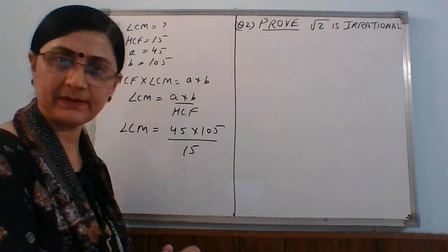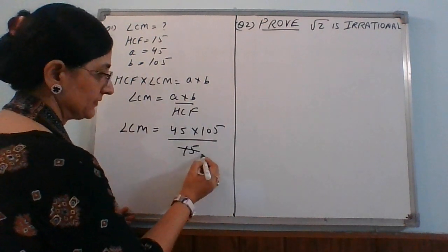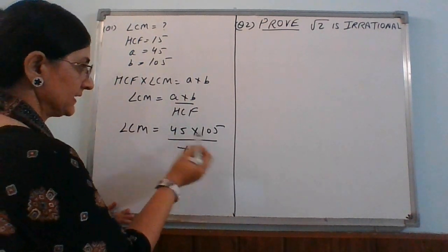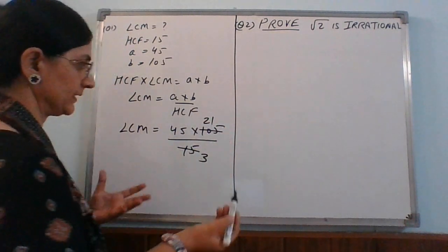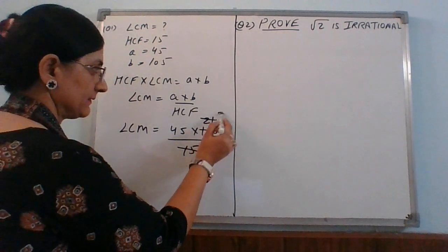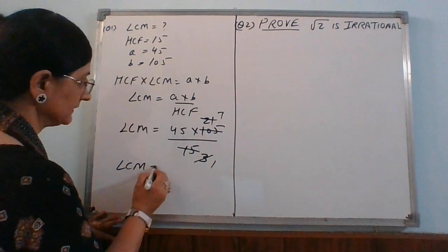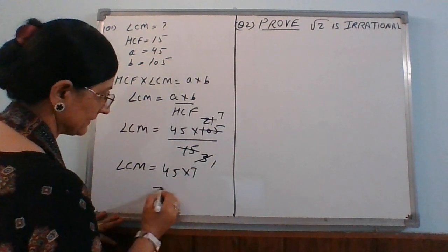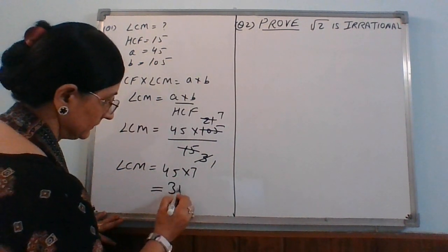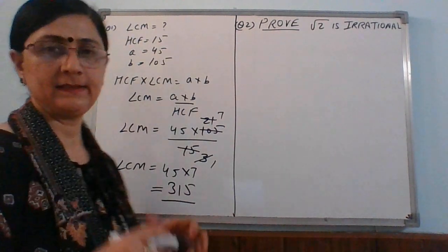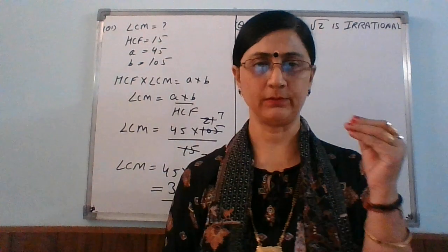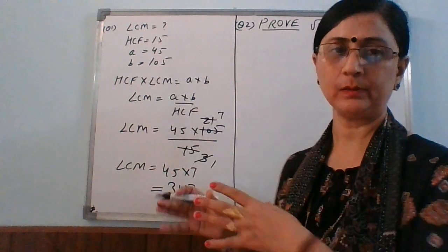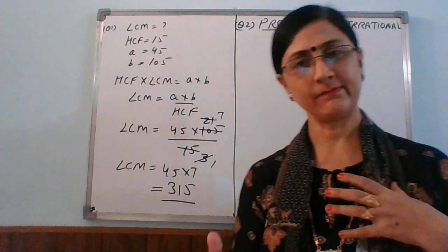Now let us cancel it by the table of 5. So 5 3s are 15, right here. So let me divide this. 5 2s are 10, 5, right? 21. So 3 1s are 3, 3 7s are 21. So I'm left with here 45 multiplied by 7 and that is 315. So we can use this formula, right? HCF was given, A was given, B was given. We calculated LCM.